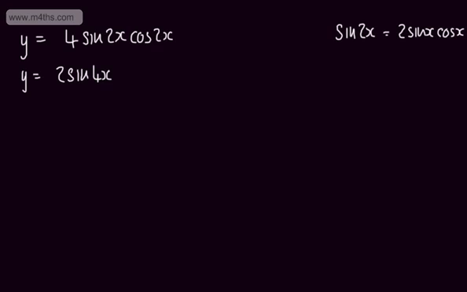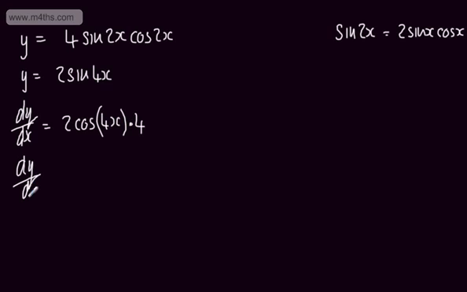At this stage, the derivative is fairly straightforward. So all we would do is differentiate. So we would see that this would become 2 cos of 4x. So we're differentiating the outside function, rewriting the inside function, and multiplying through by the derivative of the inside function. So dy by dx will be equal to 8 cos of 4x. And that now gives us our derivative.